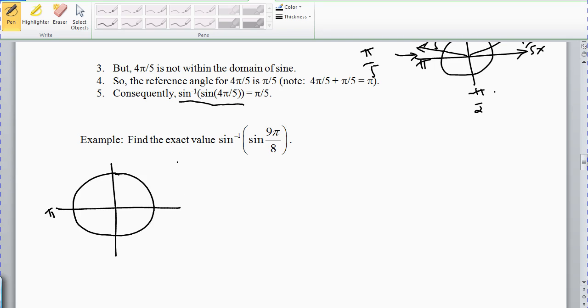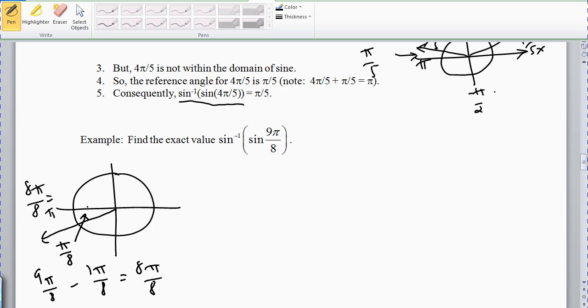This is the same as pi, and I know that that's the same as 8 pi over 8. Now 9 pi over 8 is 1 pi over 8 more. We can just think about it. If I have 8 pi 8s, I need one more to make 9 pi 8s. And so that means that in here we have pi 8s as a reference angle.